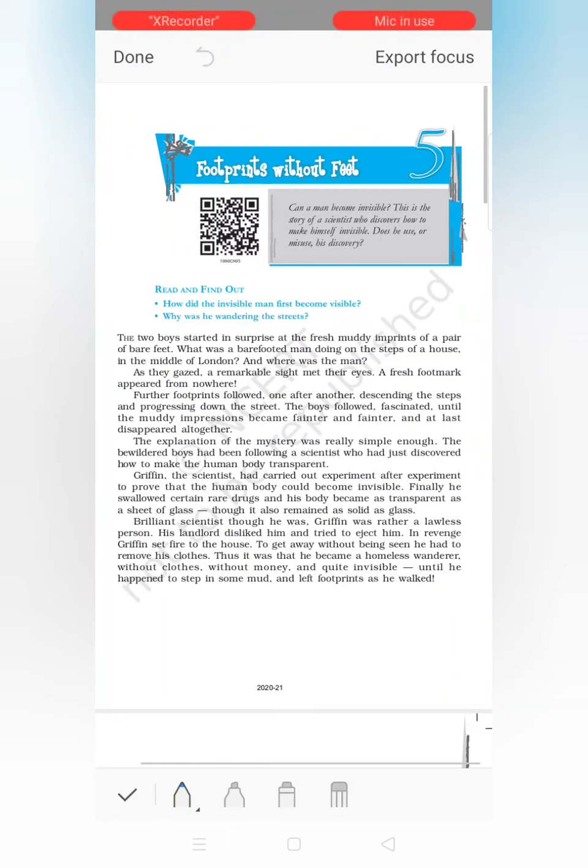Can a man become invisible? This is a story of a scientist who discovers how to make himself invisible. Does he use or misuse his discovery? The story Footprints Without Feet is written by H.G. Wells, which is about a scientist named Griffin. What is the name of the scientist? The scientist's name is Griffin.